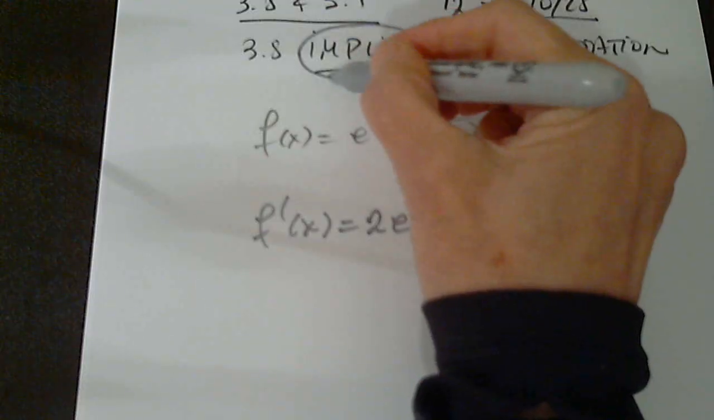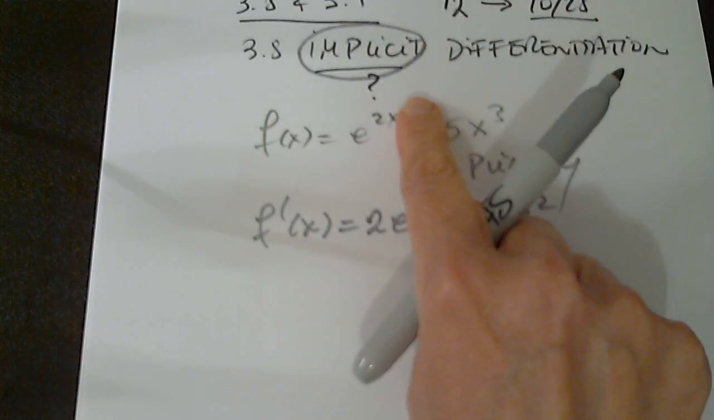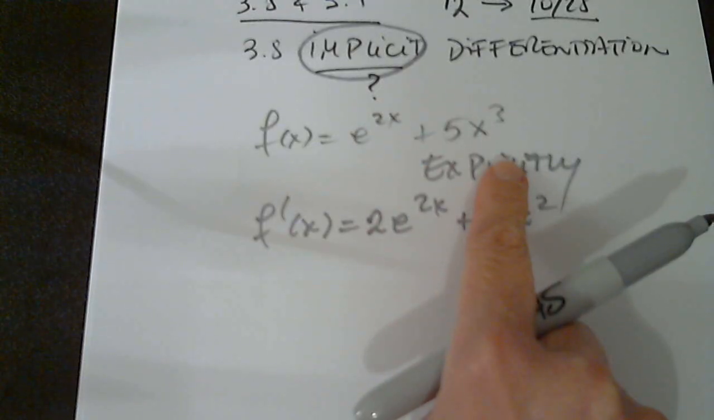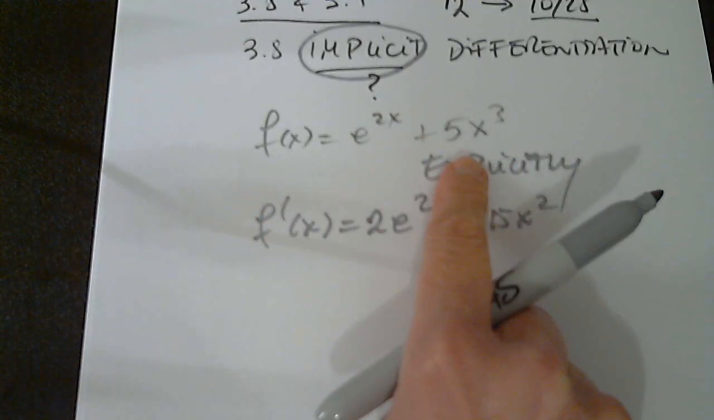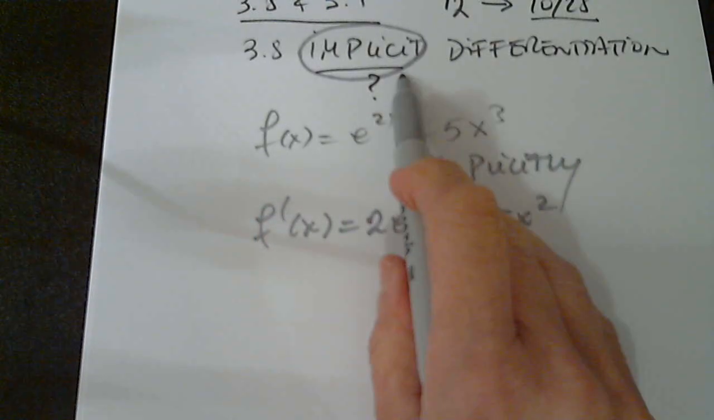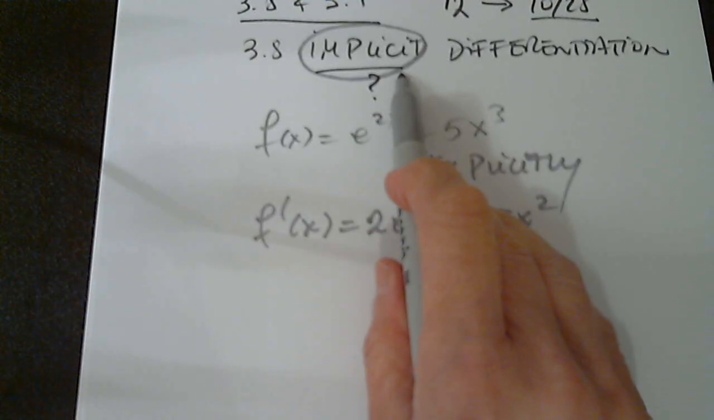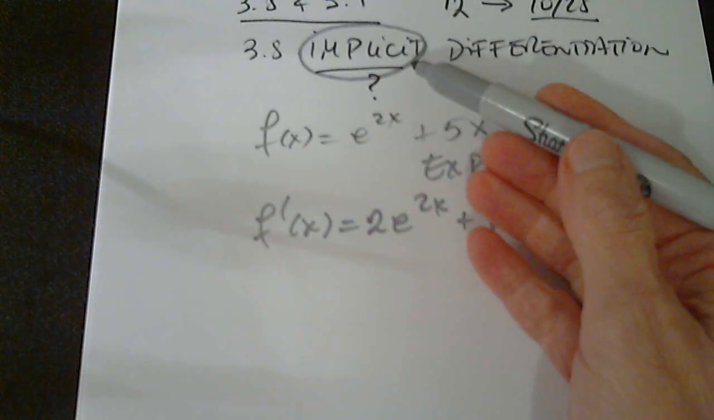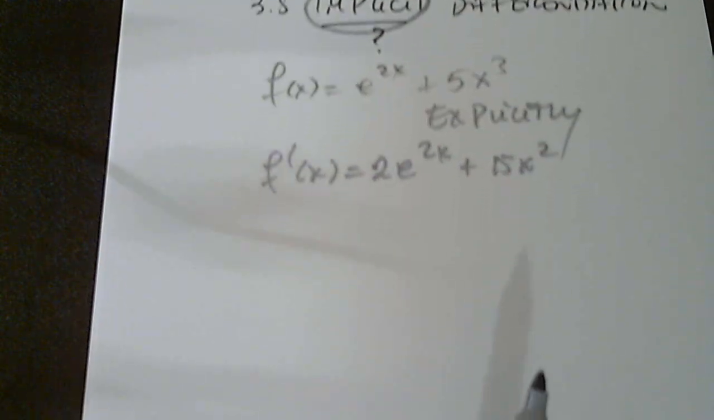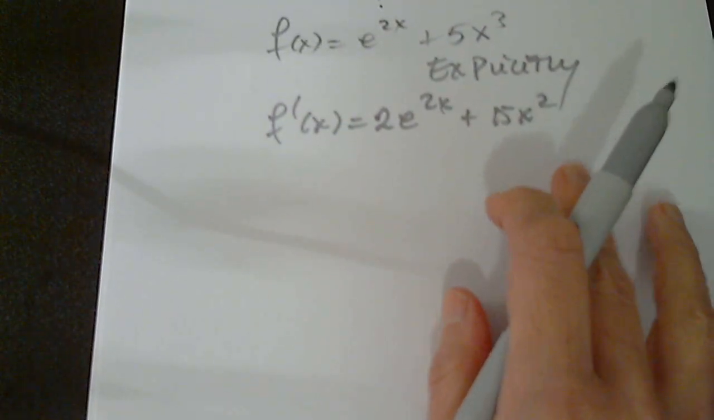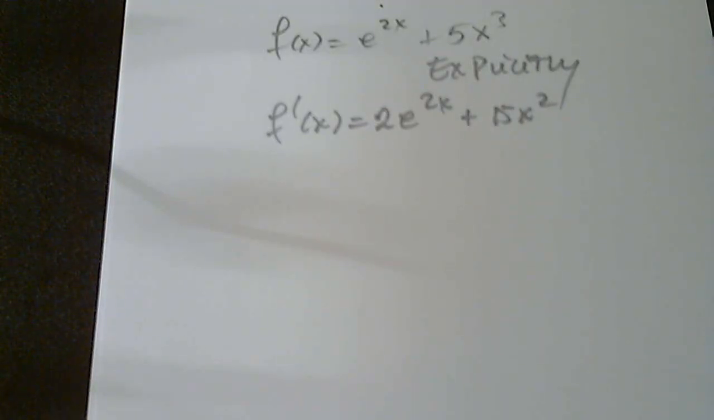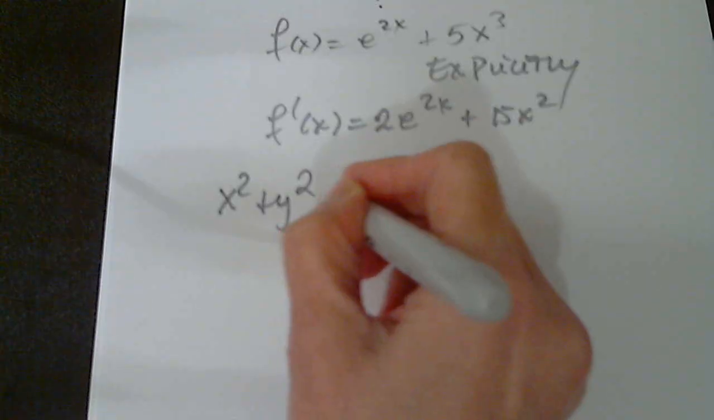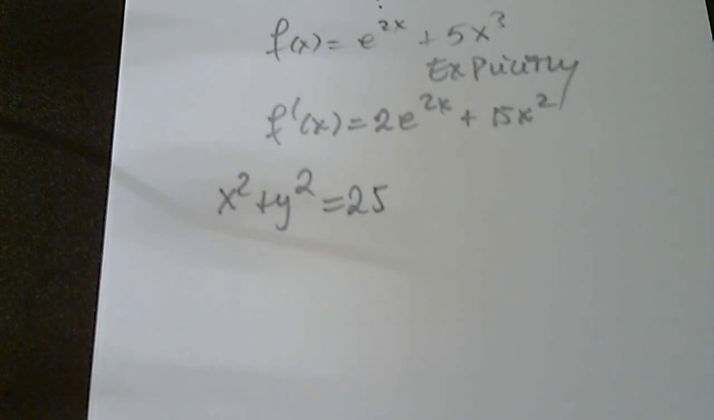So when the function is given to us in an equation, it's not spelled out. It's not given to us, but it's part of an equation. The function is not given to us, or if you want, it's given implicitly, then the equation may look like this. So let's say x squared plus y squared equals 25.